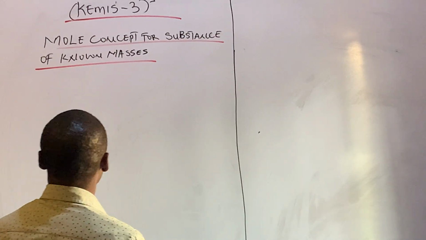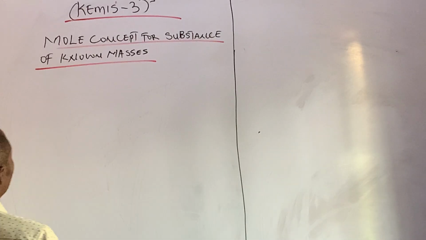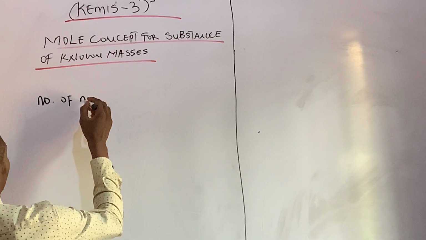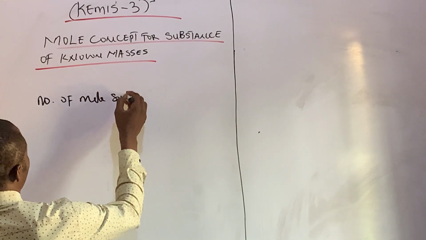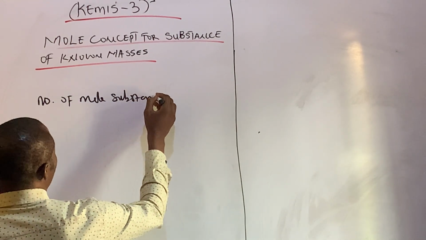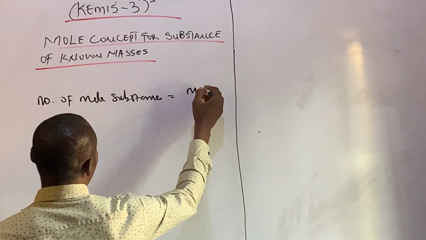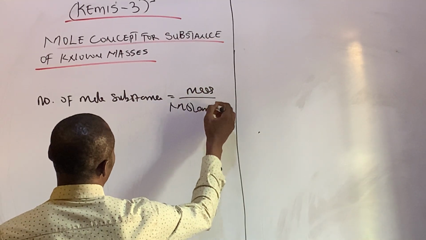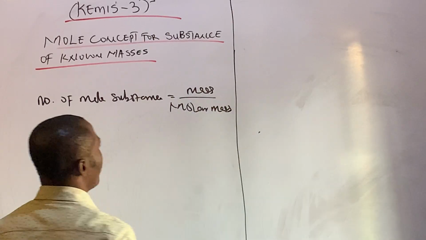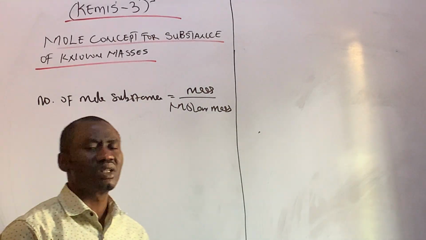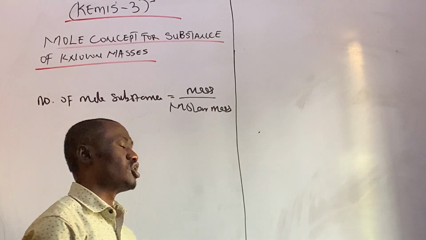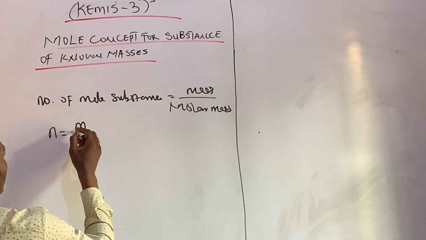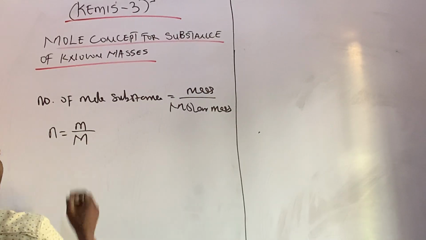Now in this class, we need to know that the number of moles of a substance is equal to the mass of that substance over the molar mass of the substance. Number of mole is simply the mass of the substance over the molar mass of the substance, which is: number of mole equals small letter m, mass, divided by capital letter M, molar mass.